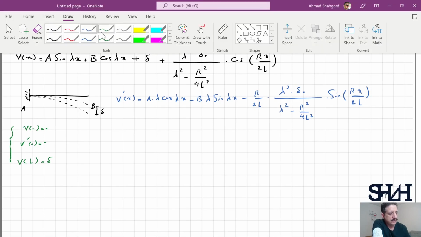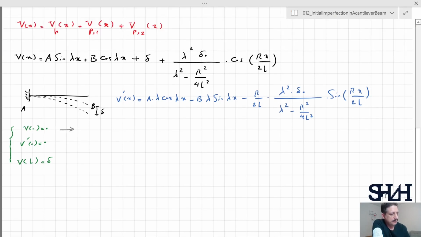Coming back to our boundary conditions, the first one: A times sine 0 will be 0, so B plus delta plus cosine 0 will be 1. Lambda square delta 0 divided by lambda square minus pi square divided by 4L square should be 0. From the second equation, A lambda times 0 should be 0. As a result, A should be 0.